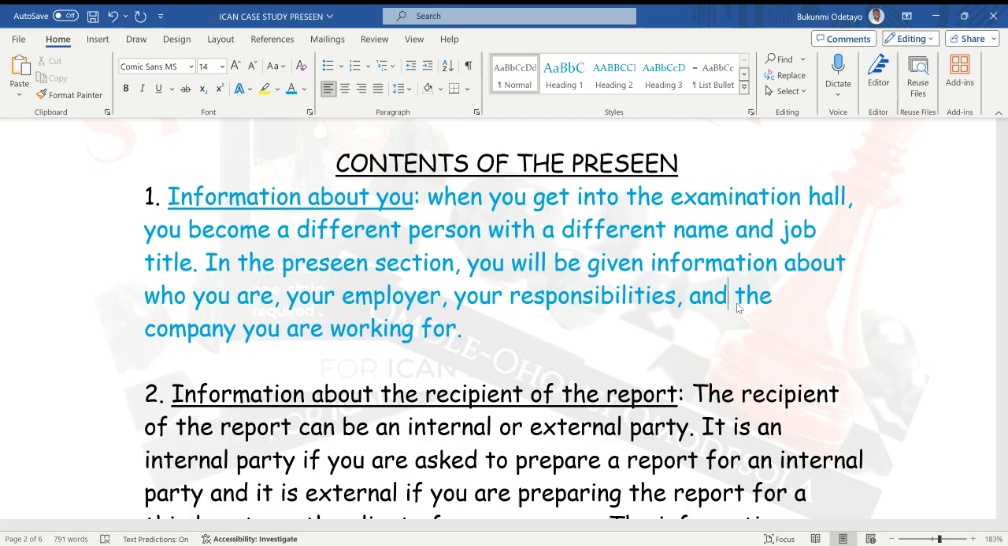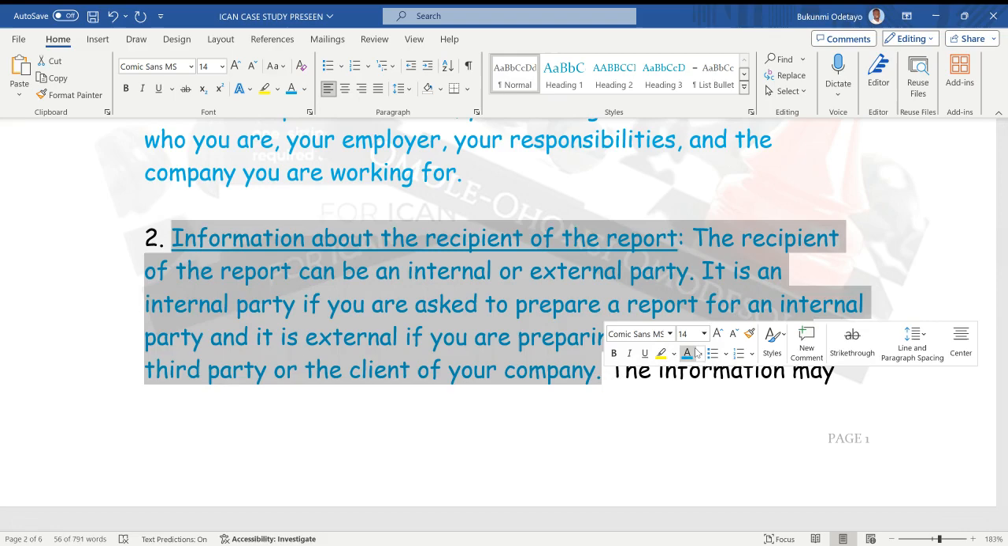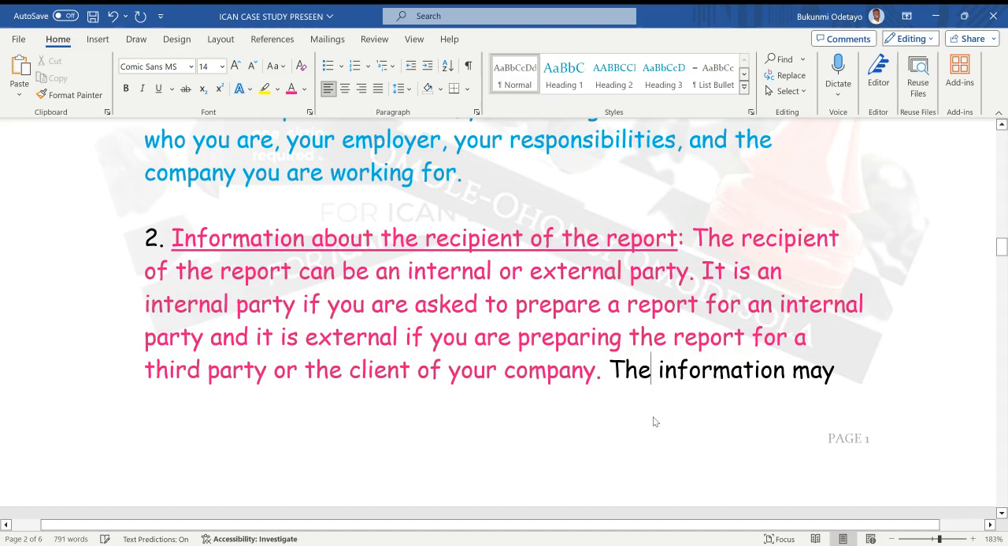So you'll be told who you are, who your employer is, your responsibilities, and the company you're working for. So you'll be given information about that in the preseen. After that, you'll be given information about the recipient of your report. So who are you preparing the report for? So you'll be told information about the recipient of your report. The person you're preparing the report for can be an internal party or an external party.